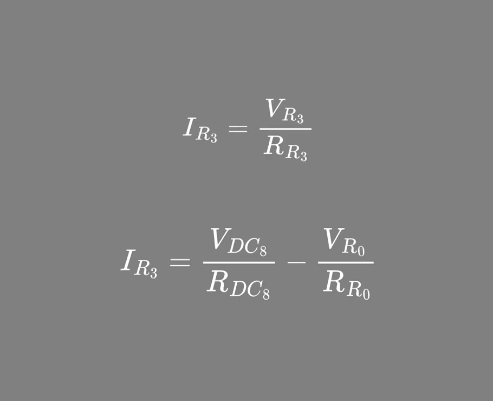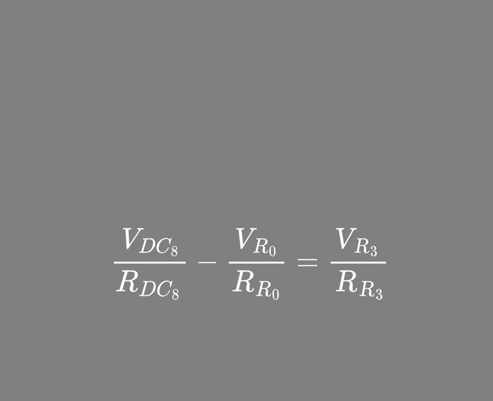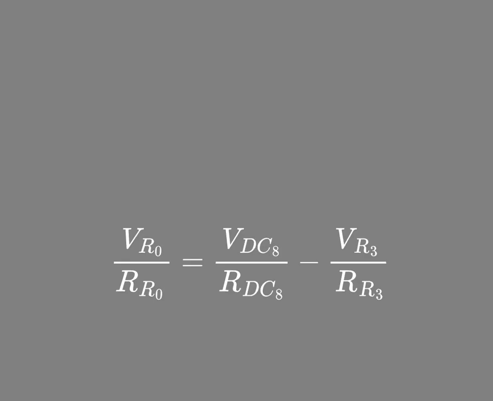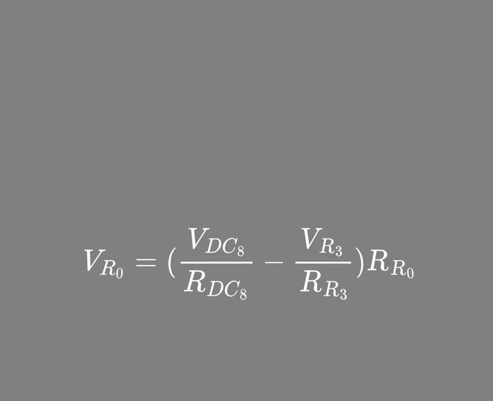In this step, we will simplify. In this step, we will eliminate current of resistor 3. In this step, we will simplify. Here, we grab a new equation derived from the circuit earlier.